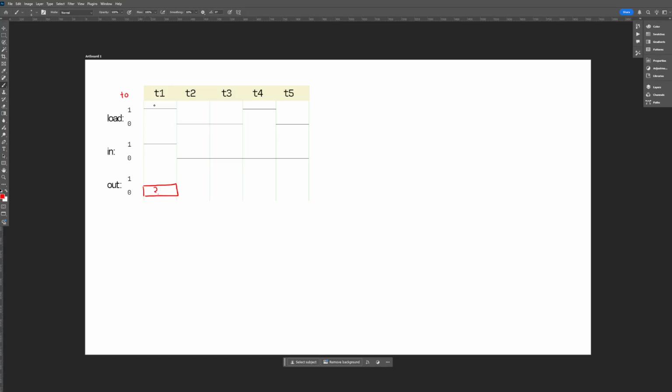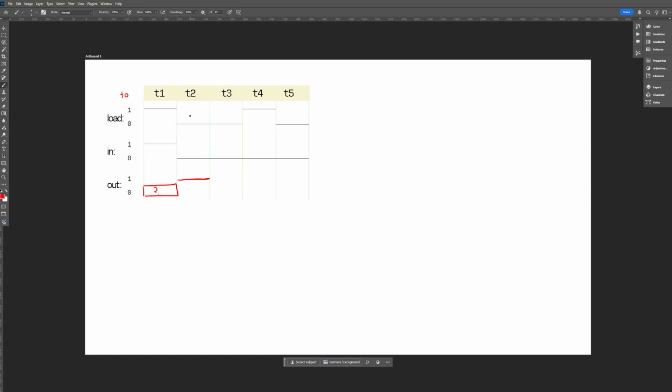For example, in this T1, the load is 1, so we're asking ourselves, should new data be written? And the load is saying yes. So if we need to write new data, then we write it based on the input. So for this one, the input is 1. So we're going to draw a line on 1 for T2. Again, because the load has said, yes, new data will be written and the data will be based on input.